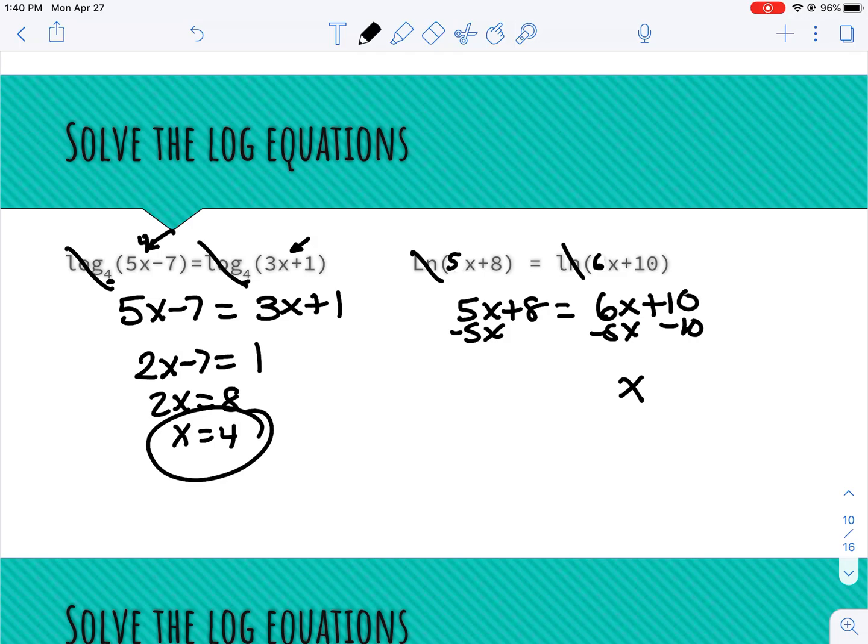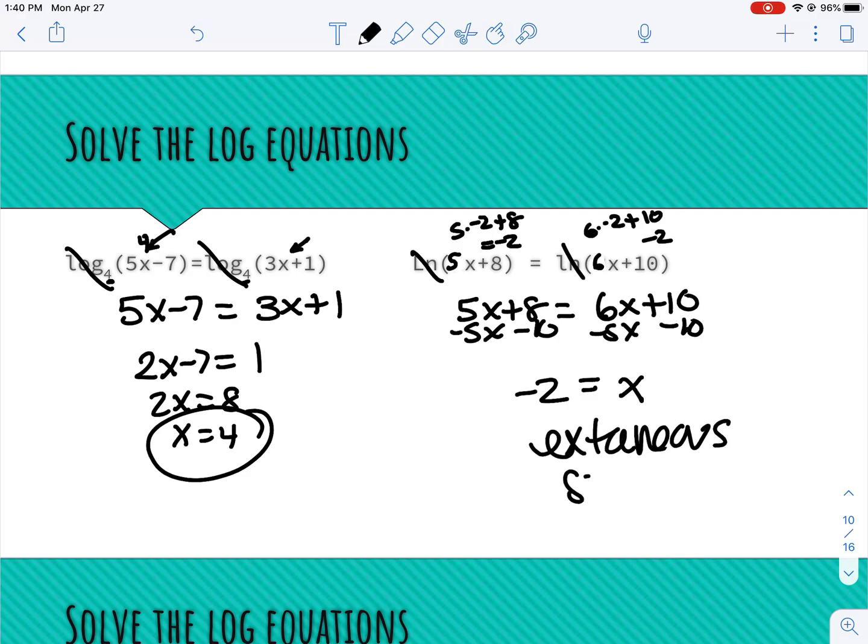Okay, so if I move over this 5x, I like to keep the x positive, subtract the 10. Okay, so let's check it out. 5 times negative 2 plus 8 is negative 2. 6 times negative 2 plus 10 is also negative 2. But the problem is our domain on our log has to be greater than 0, and so we can't ln a negative 2.